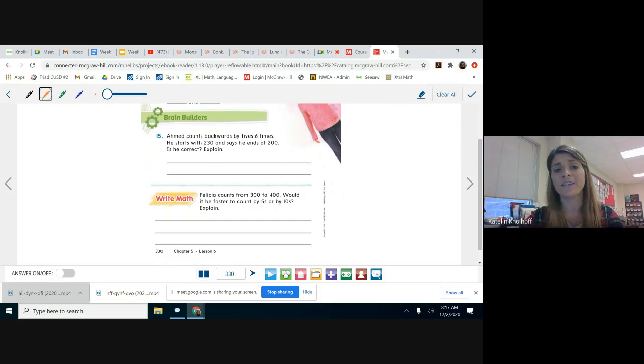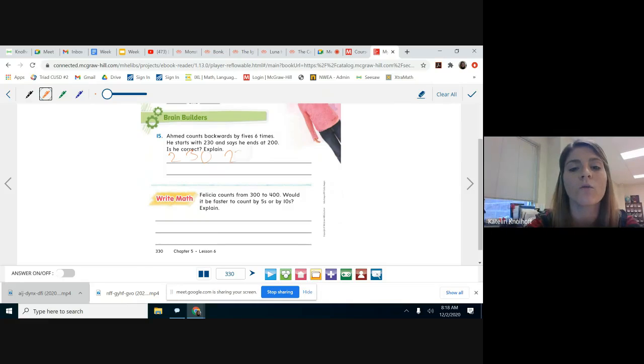15. Ahmad counts backwards by 5s 6 times. He starts with 230 and says he ends at 200. Is he correct? Okay, so this one's tricky because you're actually going to have to count backwards by 5s. So we're at 230, and we're going backwards by 5s 6 times. Let's see where we're at.